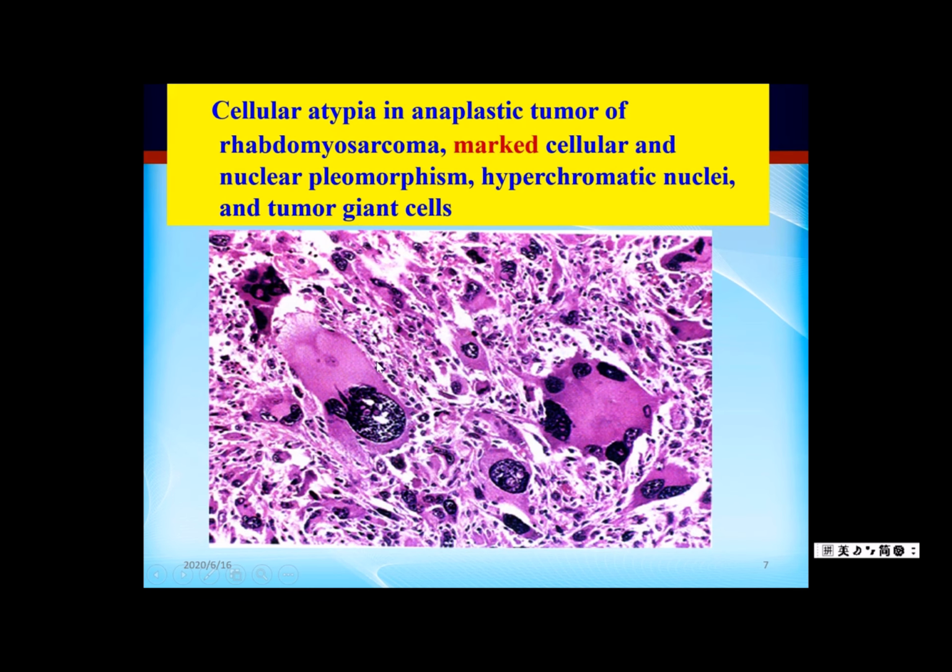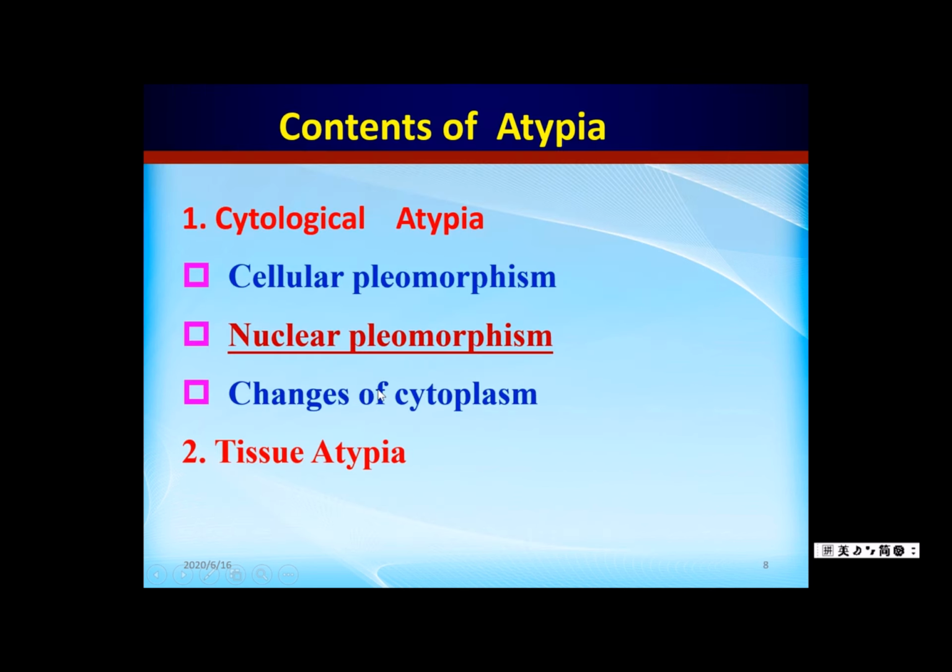Now let's see this slide. This is an anaplastic tumor. We can find the cellular atypia in an anaplastic tumor, a rhabdomyosarcoma. We can find marked cellular and nuclear pleomorphism, hyperchromatic nuclei, and tumor giant cells. This is the tumor giant cell. And we can find the cellular structure and shape are markedly different, showing marked cellular atypia or cellular pleomorphism. This is the multinucleated giant cell. Okay, so the size and the shape are different. This is the anaplastic tumor.